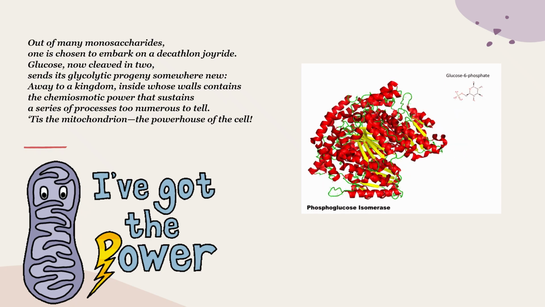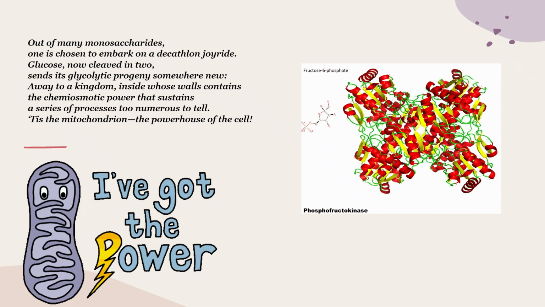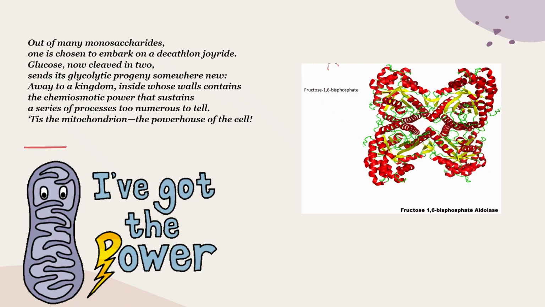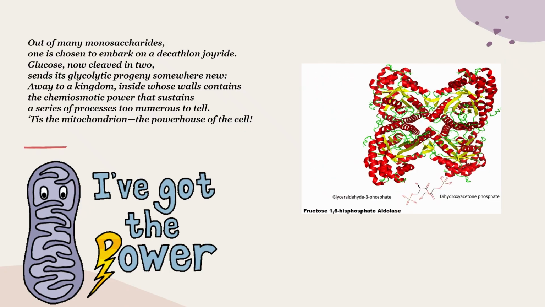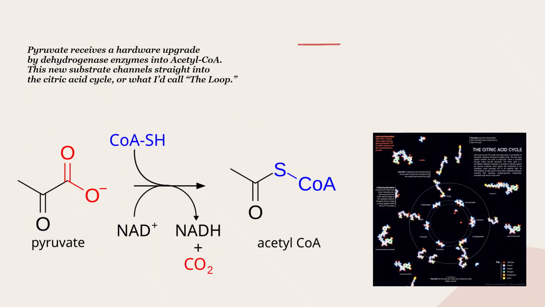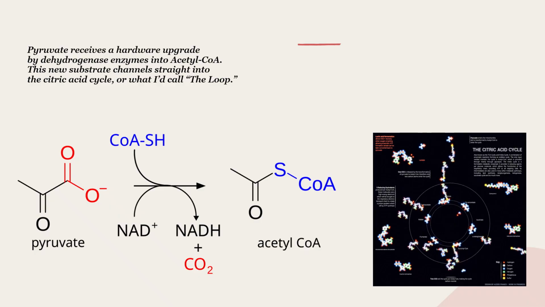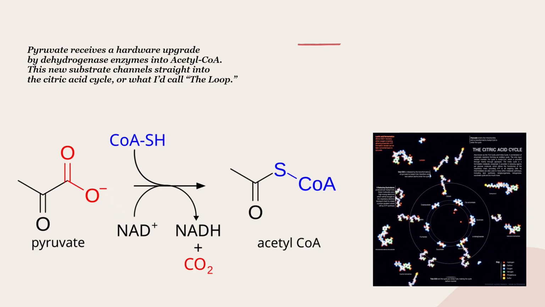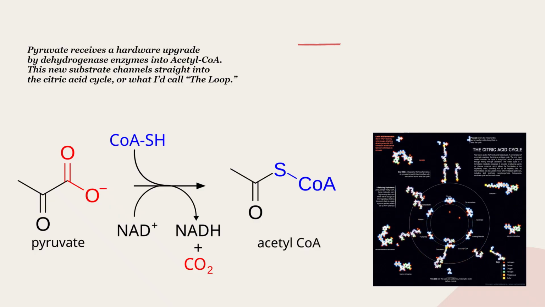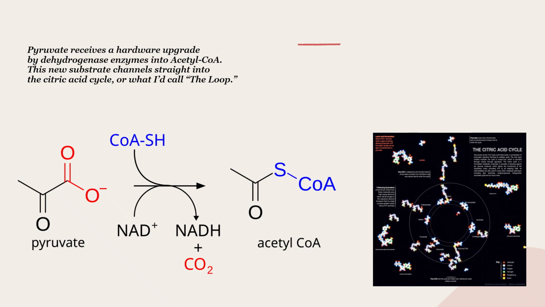Glucose, now cleaved in two, sends its glycolytic progeny somewhere new, away to a kingdom inside whose walls contains the chemiosmotic power that sustains a series of processes too numerous to tell. 'Tis the mitochondrion, the powerhouse of the cell. Pyruvate receives a hardware upgrade by dehydrogenase enzymes into acetyl-CoA. This new substrate channels straight into the citric acid cycle, or what I call the loop.